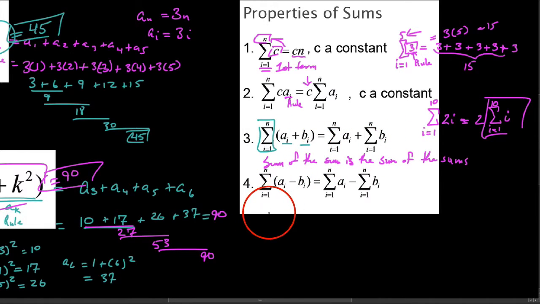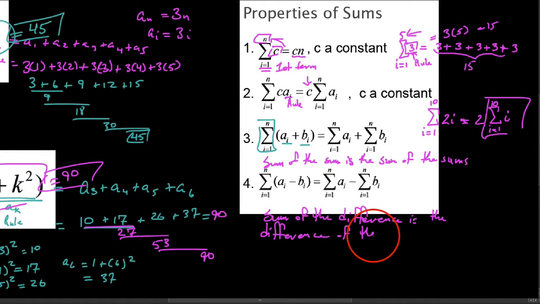It'll make a little bit more sense when we read it this way, but we say the sum of the difference is the difference of the sums. In other words, if we take the sum of this difference of rules right here, that's the difference of the sums of the two rules individually.